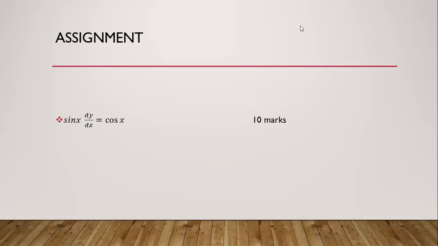I hope you've learned something. Kindly, I want you to try this example: sin x dy/dx equals cos x. And I hope you will submit it during our next lesson.